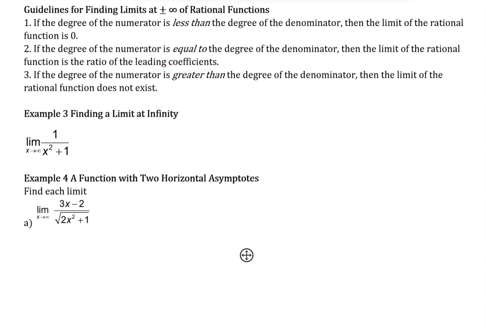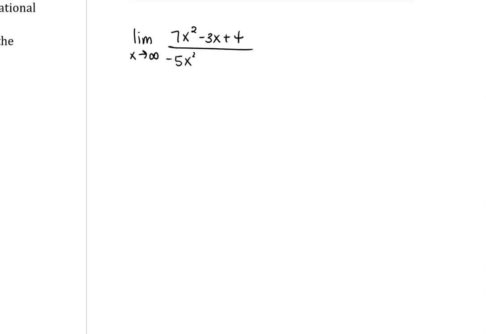So for example, I'm just going to make up a quick example to illustrate that. If I have the limit as x goes to infinity of 7x squared minus 3x plus 4 divided by negative 5x squared plus 9, the degree of the numerator and the degree of the denominator are the same, and so we look at the ratio of the leading coefficients, which would be negative 7 over 5. It doesn't matter if you stick the negative in the top or the bottom as long as it's there.